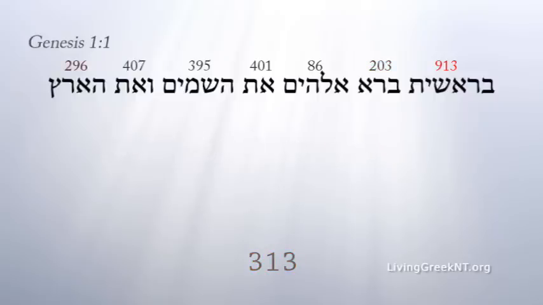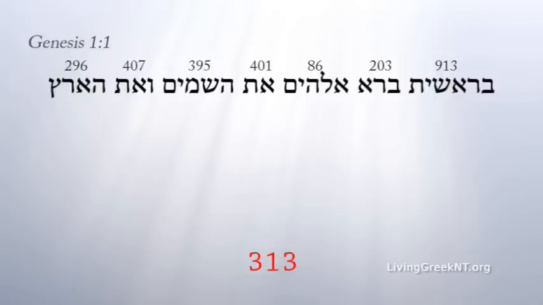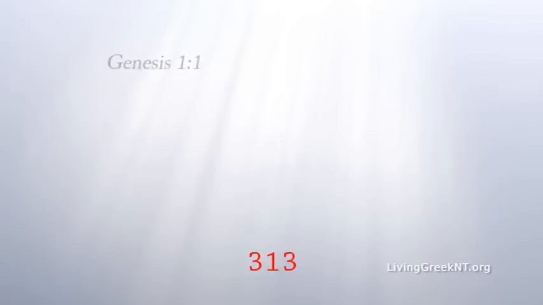The value of the first and last words is 913 plus 296 equals 1,209, and 1,209 is 31 times 3 times 13. 313, 313. The different ways that the first verse of the Bible highlights 313 looks like design. And 313 is also highlighted in the first verse of the Gospel of John. Perhaps we are meant to notice this.